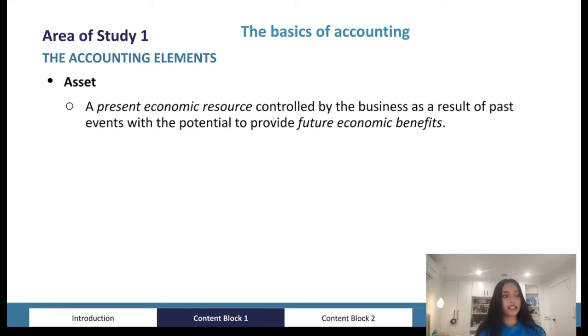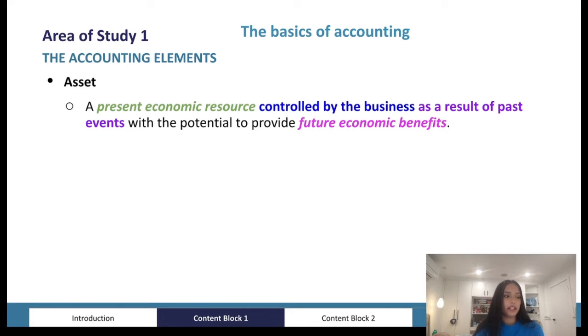There are 5 accounting elements, and it's really, really important that you know all of them and their definitions. The first element is an asset. It's a present economic resource controlled by a business as a result of past events that will provide future economic benefits to the business. For example, cash at bank is a present economic resource controlled by the business as a result of past events. Taking out a loan would be a past event that would lead to the business having cash. And it provides future economic benefits because in the future the business can spend that cash to purchase other assets, or pay off liabilities, which will benefit the business.